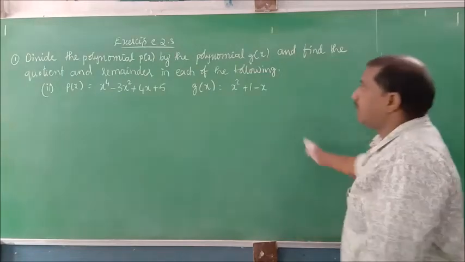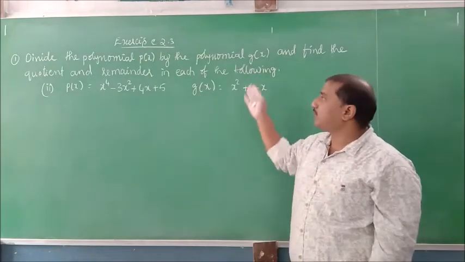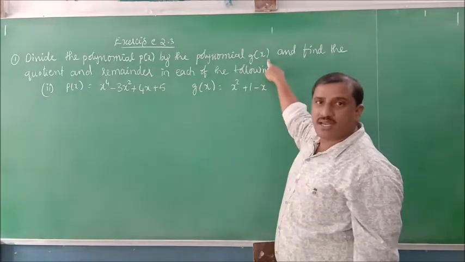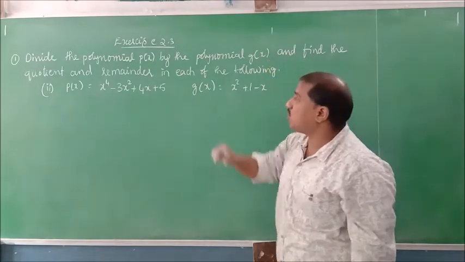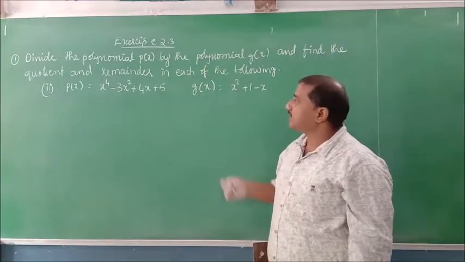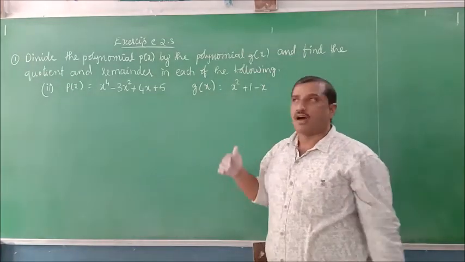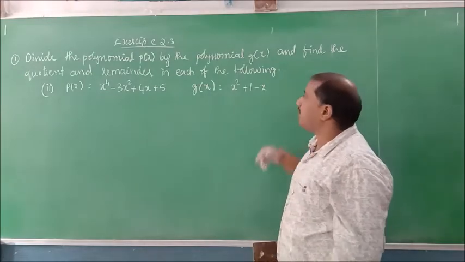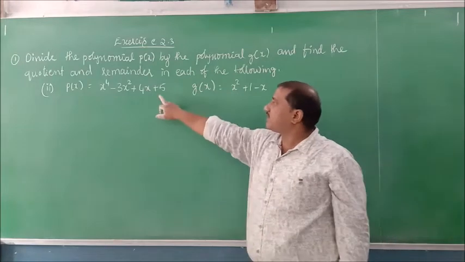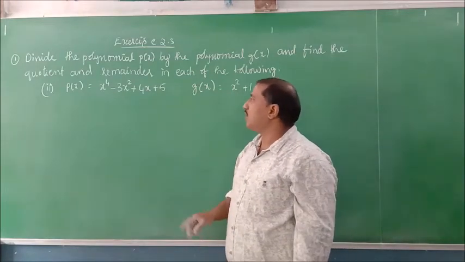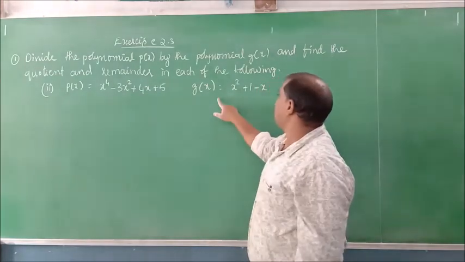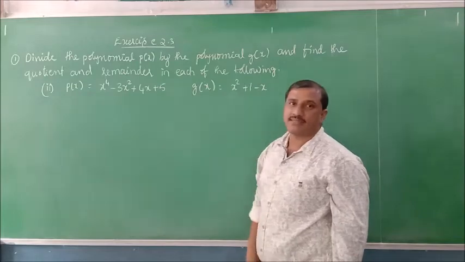Now we discuss exercise number 2.3, first bit. Divide the polynomial p of x by the polynomial g of x and find the quotient and remainder in each of the following. So in that, the second bit. We need to find the quotient and remainder. So p of x is equal to x to the power of 4 minus 3x square plus 4x plus 5. G of x is x square plus 1 minus x.